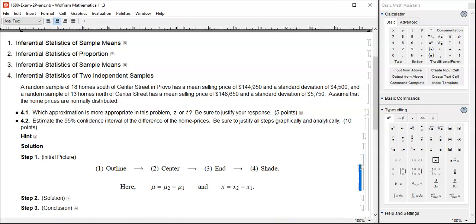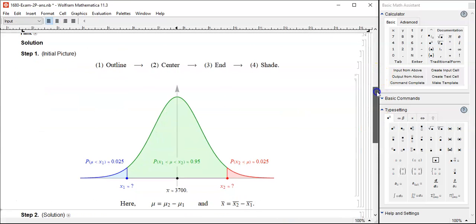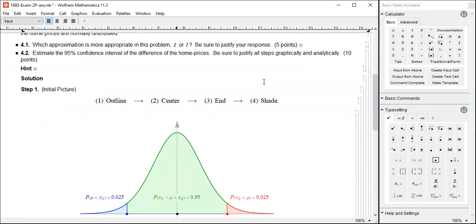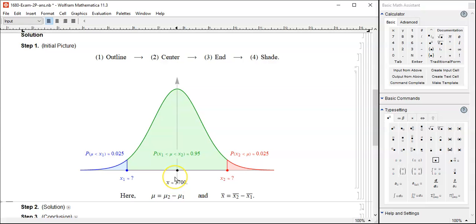Here's the initial picture. Let mu be the difference of the means. Let x bar be the difference of the sample means. And then real mu, where is it? Well, the difference of the samples is 148,650 minus 144,950, which is 3,700. That's the observed difference in mean. And then we want to find out the starting point and the ending point of the interval.